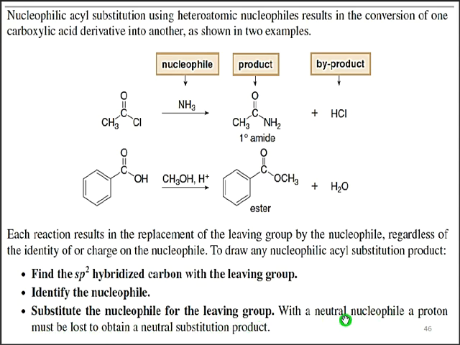Put 2 lines or 3 lines. This is important. We said we have 2 types of nucleophile. We have neutral and negative charge. With negative charge there is no problem here, but with a neutral nucleophile we have an additional step. The benefit of this step, to remove the proton to give you the neutral substitution product, we will see in the next slide.